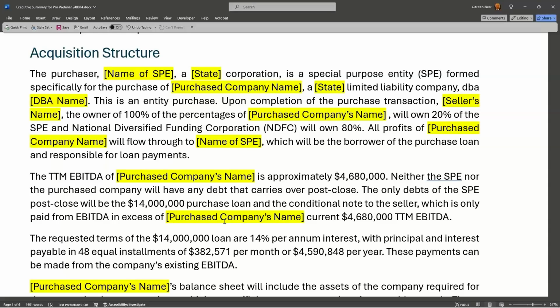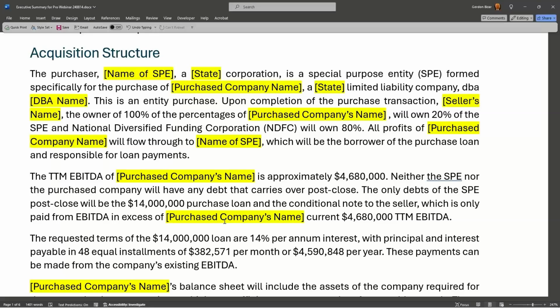The 12 trailing months EBITDA of the purchase company is approximately $4,680,000. Neither the SPE nor the purchased company will have any debt that carries over post-close. So there's no debt coming with the company. It'll all be paid off, whatever little debt there may be. The only debts of the SPE post-close will be the $14 million purchase loan and a conditional note to the seller, which is only paid from EBITDA in excess of the purchase company's current $4,680,000 TTM.